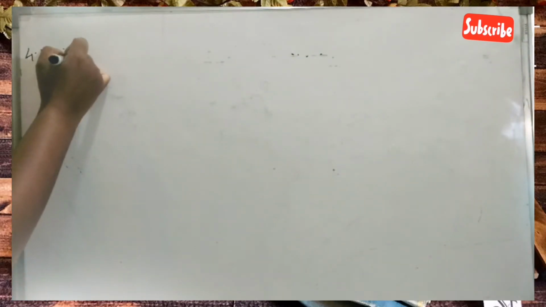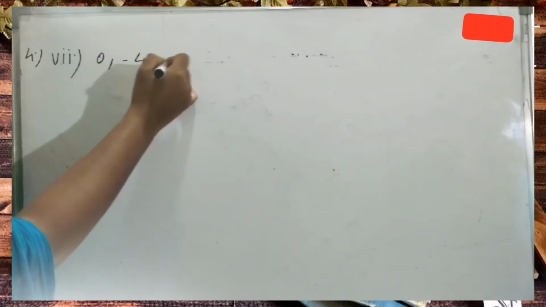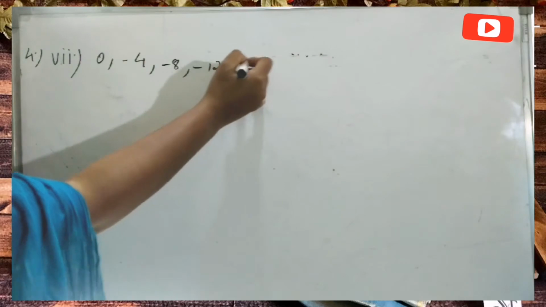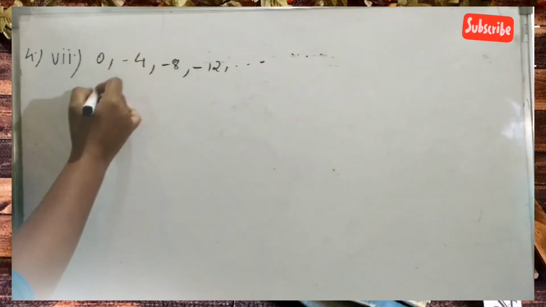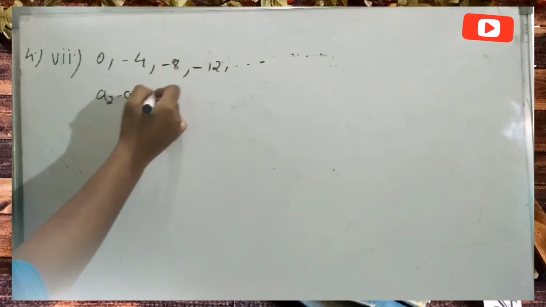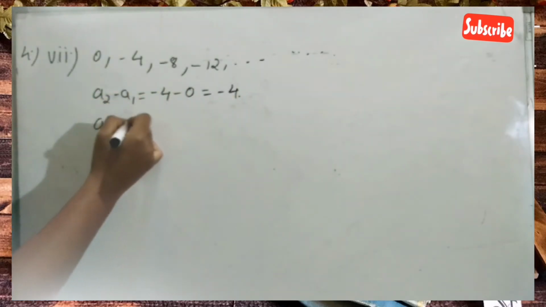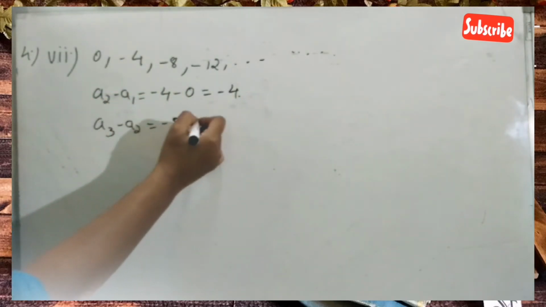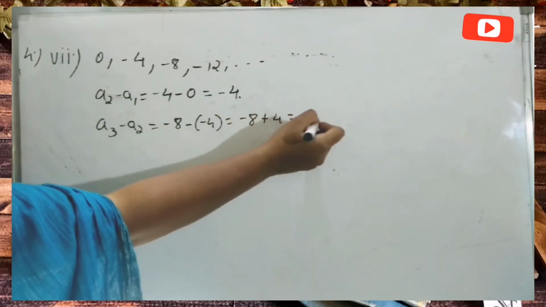Seventh one. 0, minus 4, minus 8, minus 12, etc. So a2 minus a1 is equal to minus 4 minus 0, which is equal to minus 4. a3 minus a2, minus 8 minus minus 4 is equal to minus 8 plus 4, which is equal to minus 4.